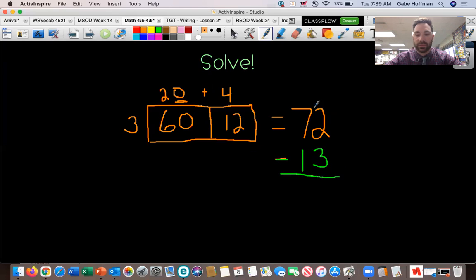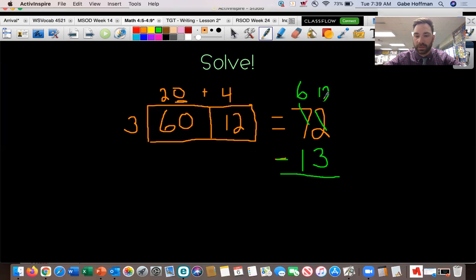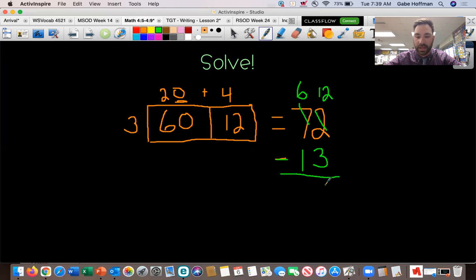In the one's place I can't do 2 minus 3, so I'm going to regroup. I've got 6 10s now, and I move my 10 over. So I have 12 ones. So 12 minus 3 is 9. And 6 minus 1 is 5. So they have 59 oranges left, right?